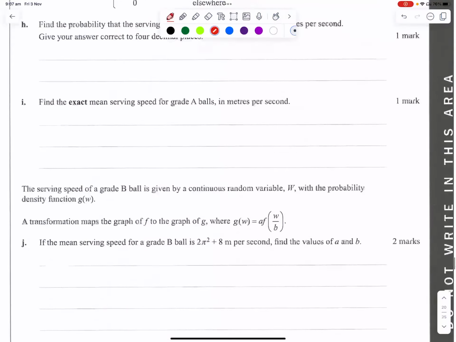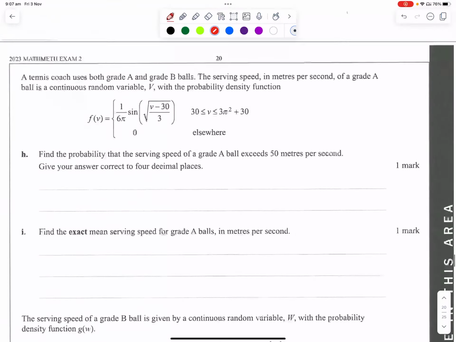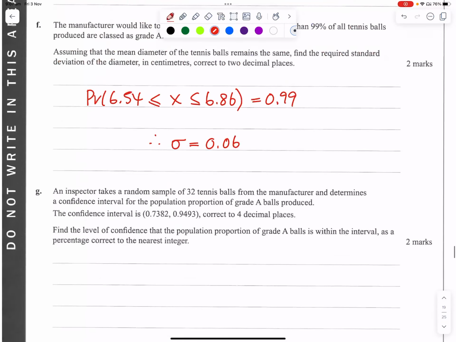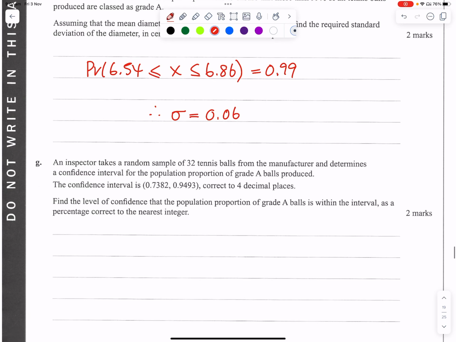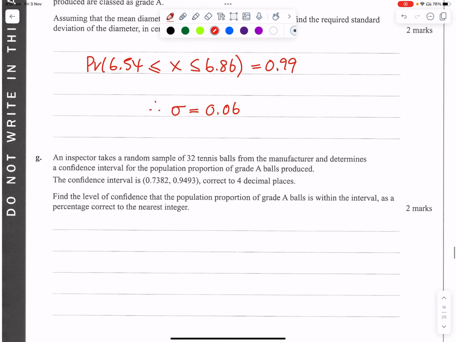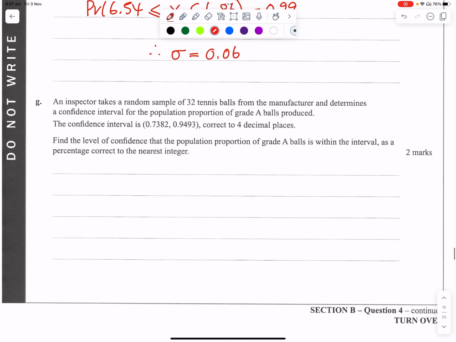Oh, this question's going to go on forever. Okay. An inspector takes a random sample of 32 tennis balls and determines the confidence interval of the population to be that. Find the level of confidence the population is within the interval as a percentage correct to the nearest integer.